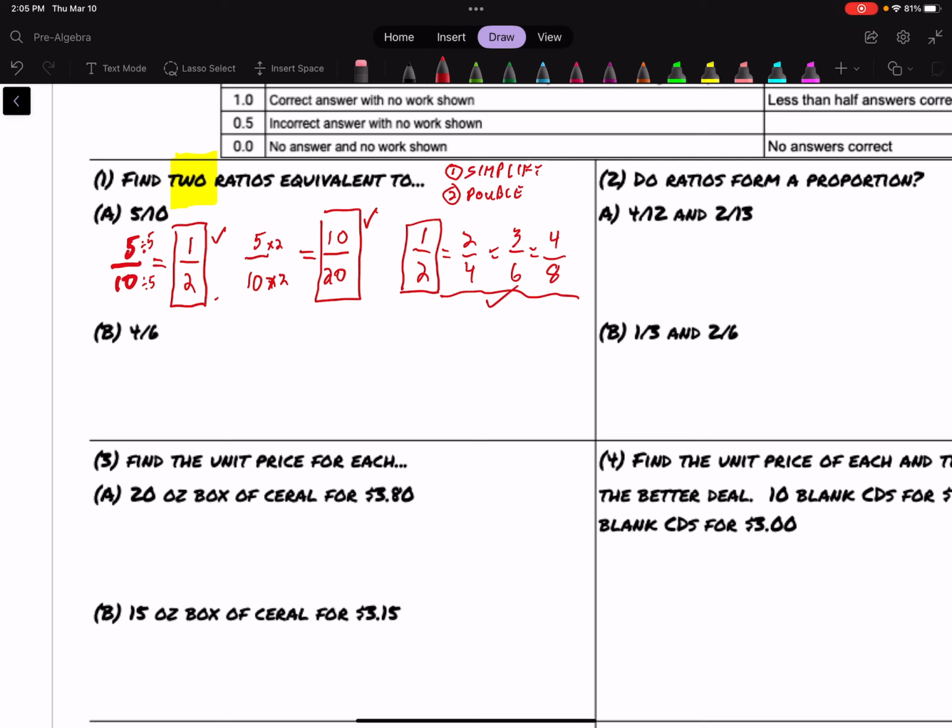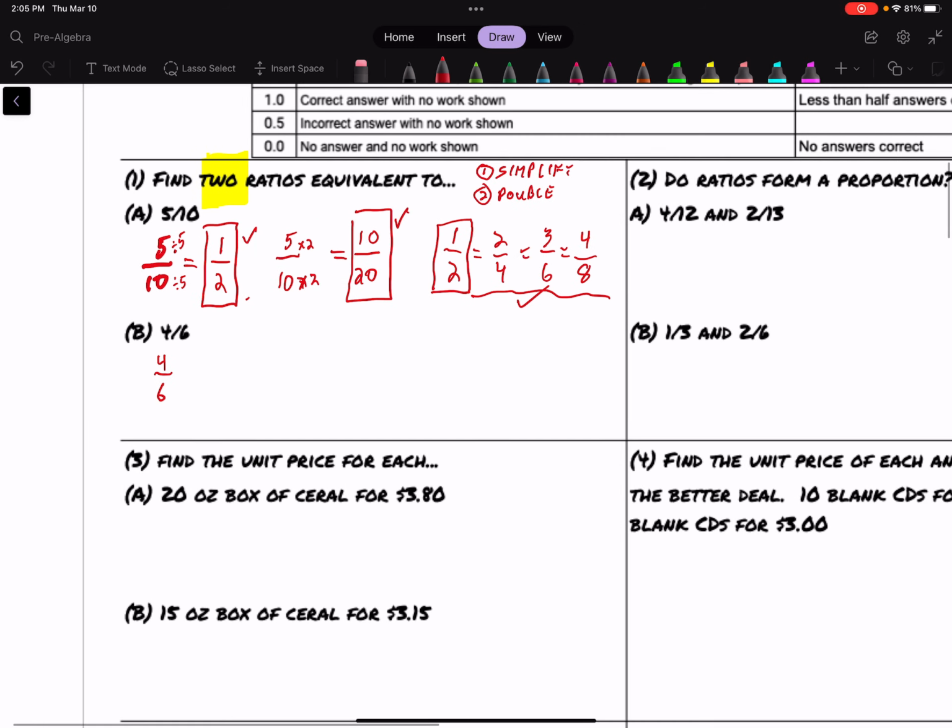So now let's try 4/6. Well, the greatest common factor between those two is 2. Okay, 2 is the largest number that divides into both of them evenly. So I'm going to divide the top and the bottom by 2. And 4 divided by 2 is 2 on the top, and 6 divided by 2 is 3. So now I have 2/3. That's the simplify method of finding an equivalent fraction. Now let's try the double method. So 4/6, I'm going to times 2 times 2, and that gives me 8/12.